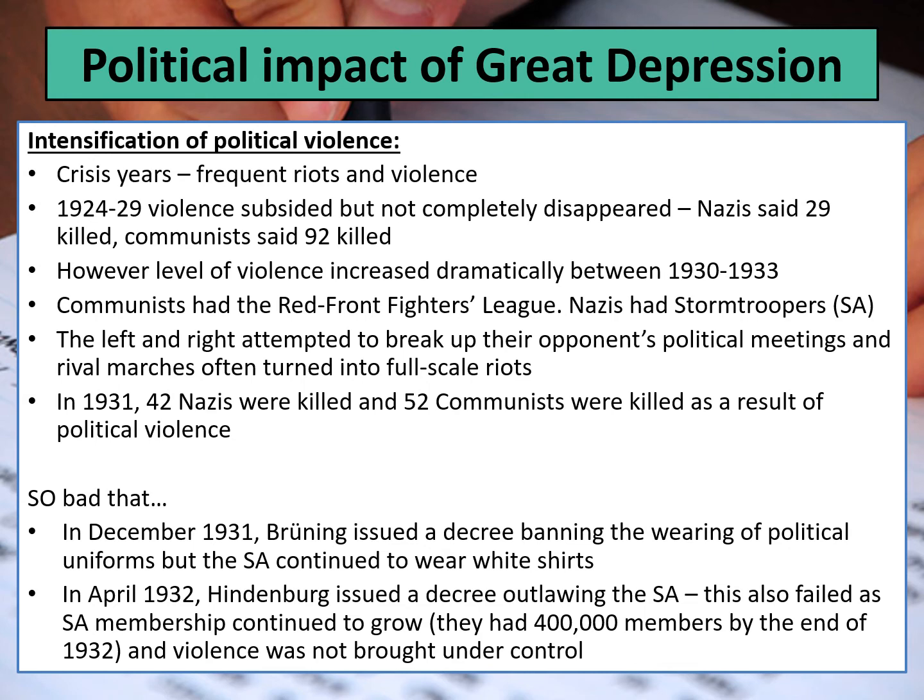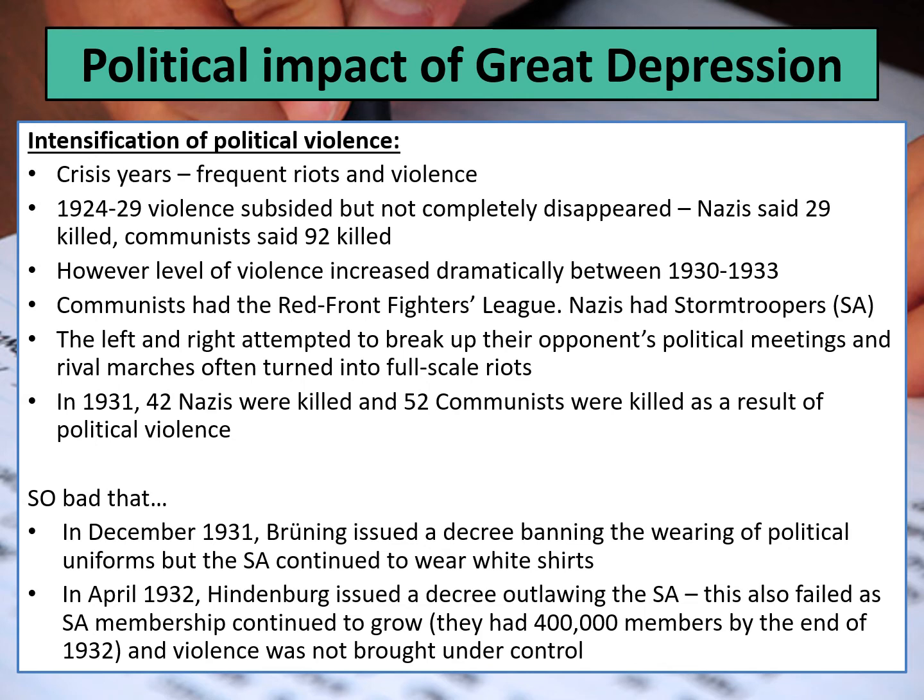Between 1924 and 1929, violence did subside, but it didn't completely disappear. Now, we know that there were at least 50 deaths as a result of political violence. However, the Nazis claimed that they lost 29 in this period, and the communists said that they lost 92. No matter what, we know that the violence did increase dramatically between 1930 and 1933. Probably as a result of the growth of extremist parties in this period, the fact they feel more confident about potentially seizing power or certainly wanting to make themselves even more well known at this time when people are desperate. Now, they are normally fighting through their paramilitary groups.